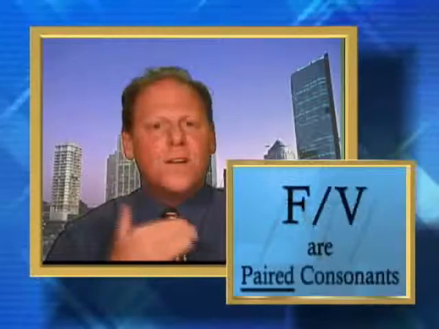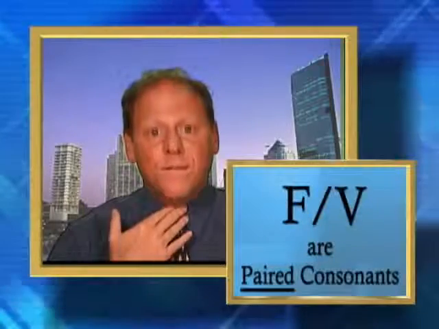V. It becomes a V. You see that? F, no voicing. V, voicing. So the F and the V are also paired consonants. There are many more consonants that are paired, and we'll get to those at another time. But for now, I'm going to mention just one more.